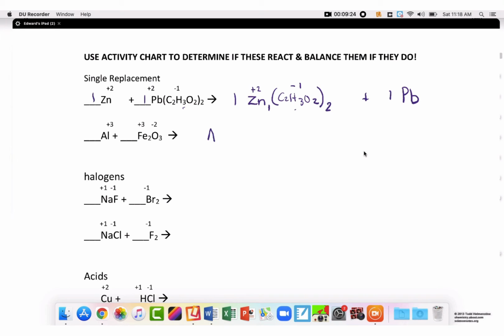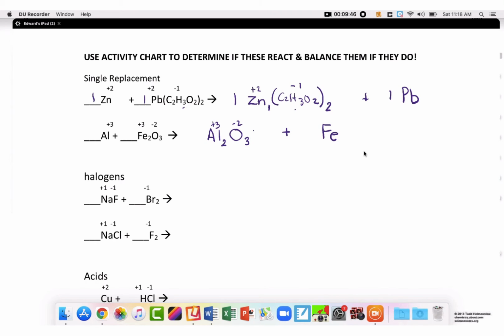So Al, which is +3, ends up with the O, which is -2. Let's put a plus sign there. Okay, crisscross your charges, plus Fe. Okay, Fe is not diatomic, so we don't have to do anything with that. All right, let's look at our things here.